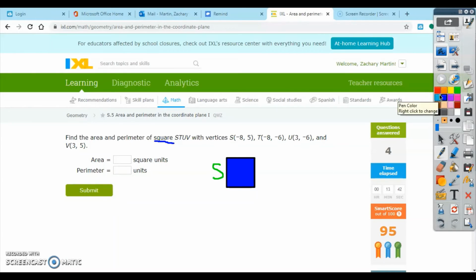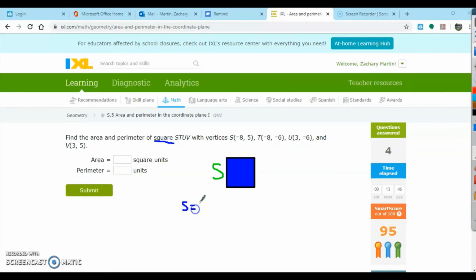So let's try to find again the side length, which, of course, is really just my distance. And it doesn't matter. I'm going to show you it doesn't matter what points you use. Last time I used the first 2 points. I'm going to use the second 2 points this time. It doesn't matter. All right, so I'm going to use T and U to find my distance here.